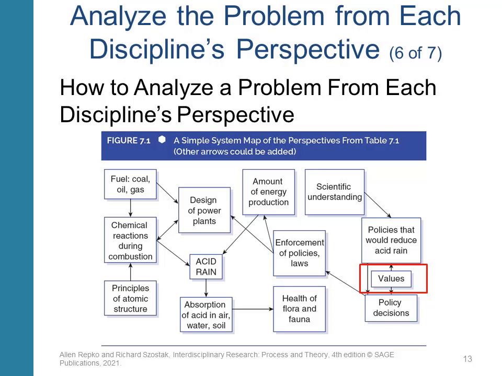If we want to address the problem of acid rain, it helps to understand the values of each party, each culture, each nation that is involved. Some nations value the environment more than others, and their policies reflect these values.